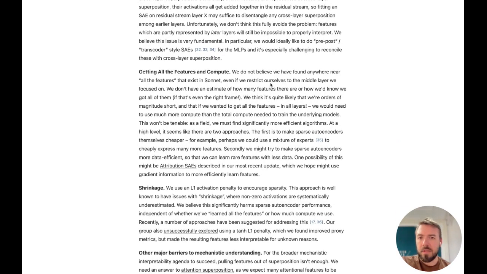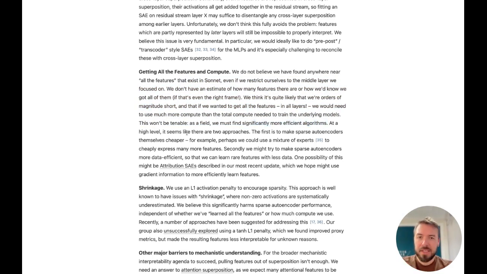Getting all the features and compute. We don't believe we have found anywhere near all the features that exist in Sonnet, even if we restrict ourselves to the middle layer we focused on. We don't have an estimate of how many features there are, or how we know we got all of them, if that's even the right frame. We think it's quite likely that we're orders of magnitude short, and if we want to get all the features in all layers, we would need to use much more compute than all compute needed to train the underlying models. This won't be tenable. This field must find significantly more efficient algorithms.